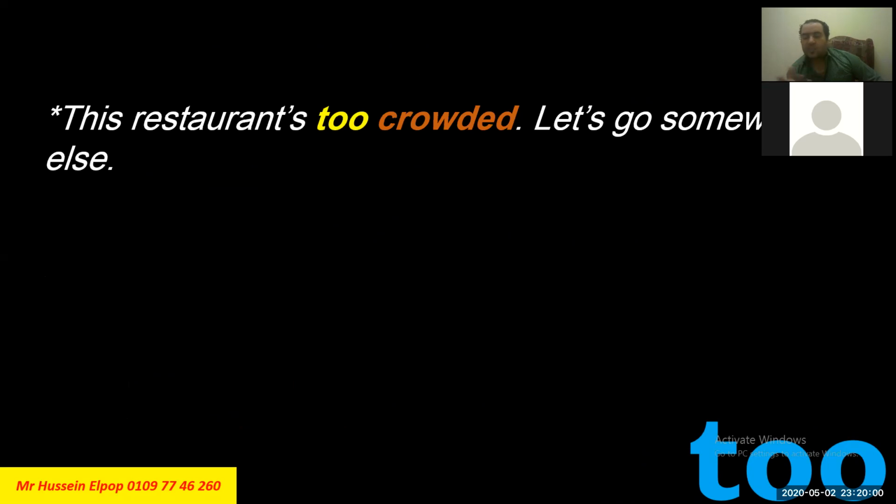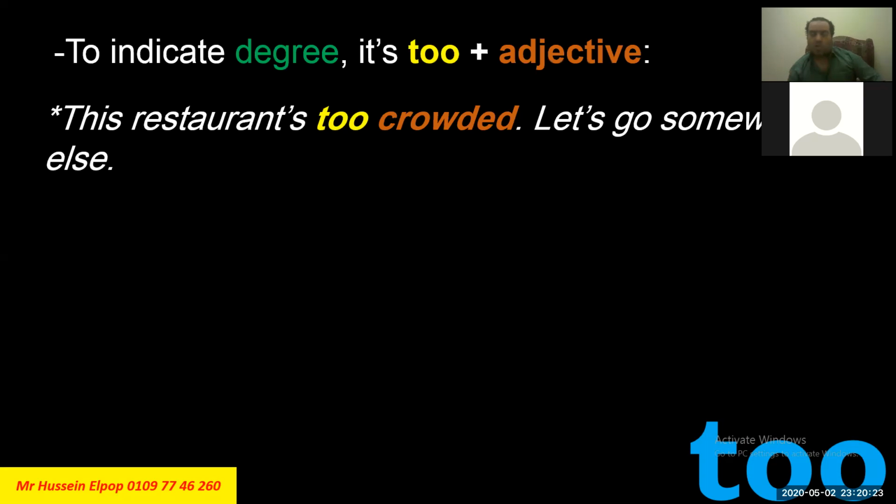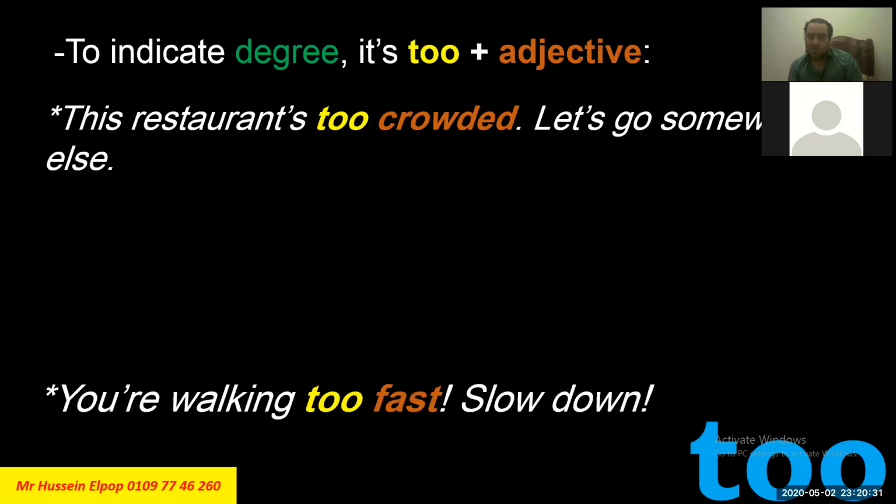Here, this restaurant is too crowded. Let's go somewhere else. What does this mean? And what comes after too? Adjective. Yes. So too is followed by an adjective, and it expresses that it's more than what we need. So too indicates degree, as we agreed from the first slide, and we say too plus adjective. Now, what about this? You're walking too fast. What comes after too here?